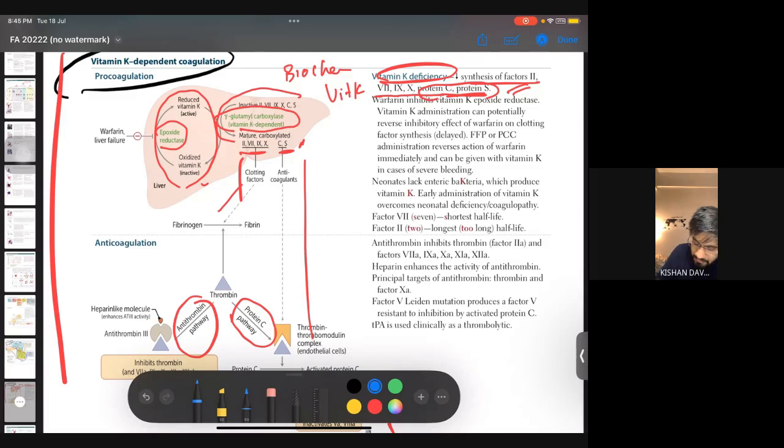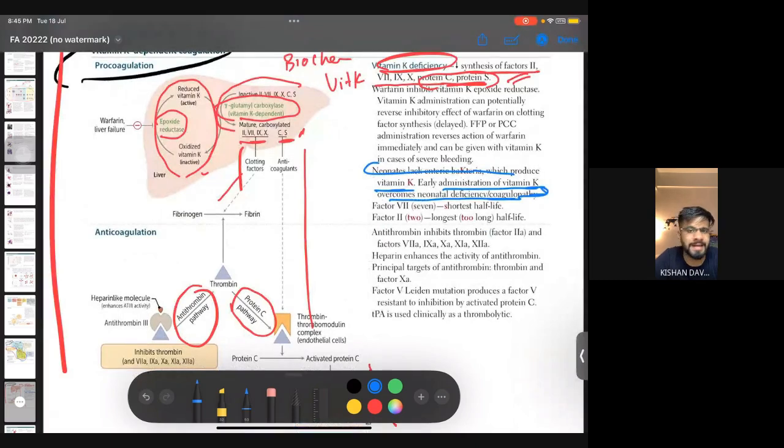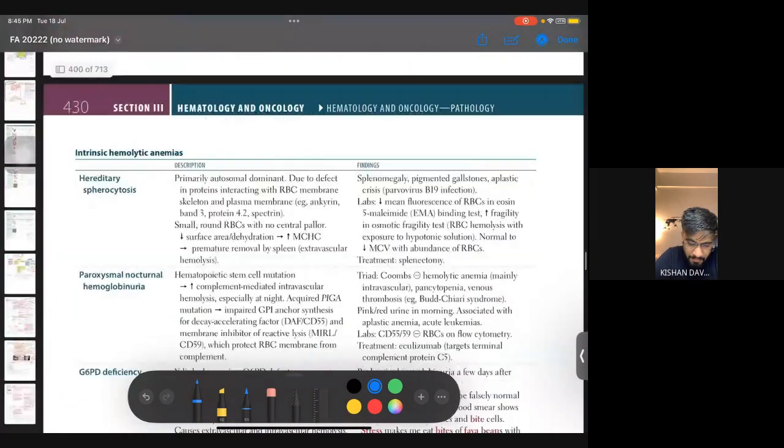And one important clinical point is there, neonates lack enteric bacteria which produce vitamin K. Early administration of vitamin K overcomes neonatal deficiency in coagulopathy. Okay, so this is all what you need to remember in the physiology part of the platelet disorder that we are going to study. Now let's just move on to the path, bleeding disorders.